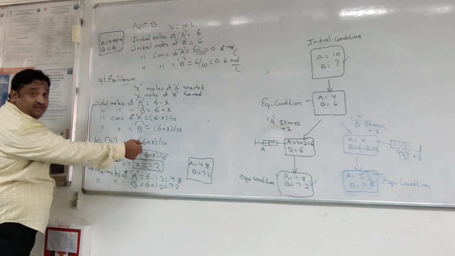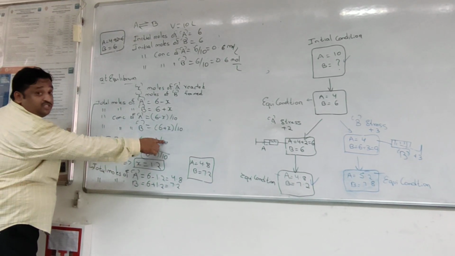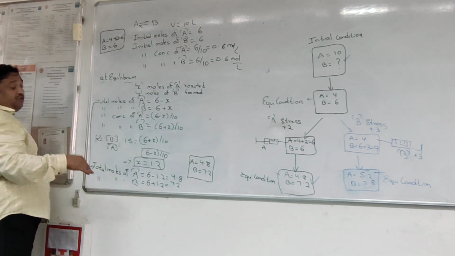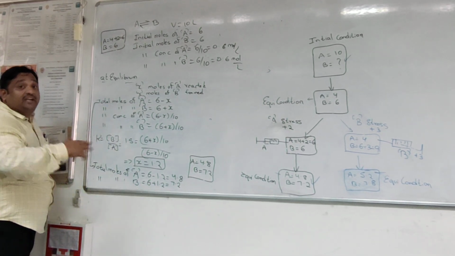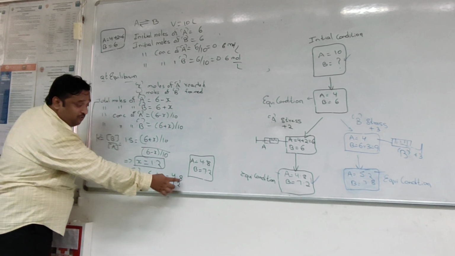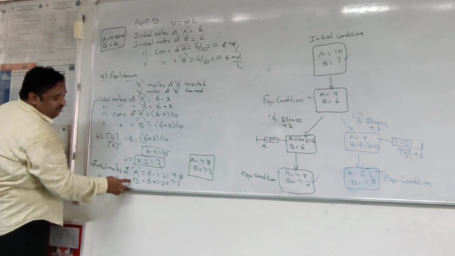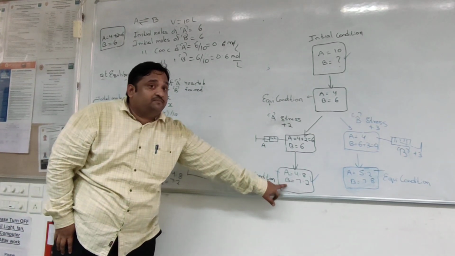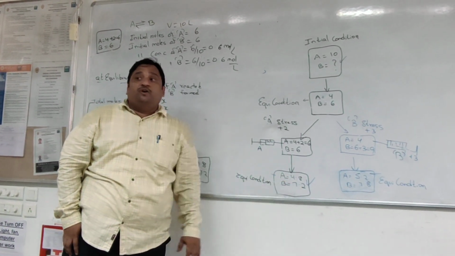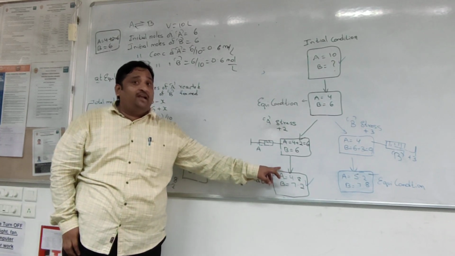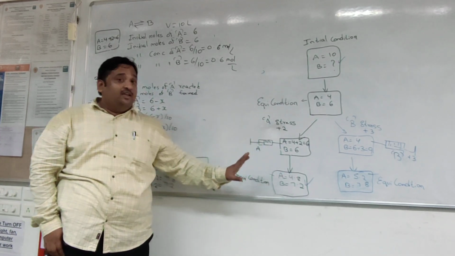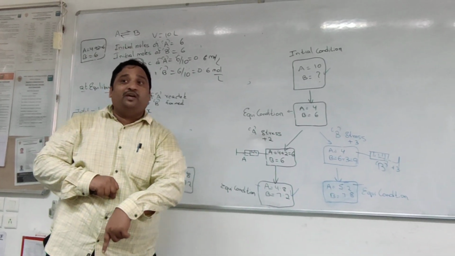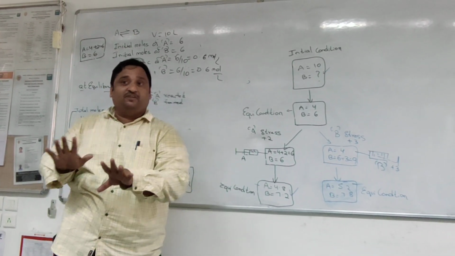If you solve this equation, 1.5 is equal to (6 plus X) by 10 over (6 minus X) by 10, you get X equal to 1.2. So if X equals 1.2, the total moles of A at equilibrium is 6 minus 1.2, which is 4.8, and the total moles of B at equilibrium is 6 plus 1.2, which is 7.2. That is how you got this number. See, 4.8 and 7.2. What is the ratio of 7.2 by 4.8? 1.5. That means you disturbed the system, and now the system will again come back to the position where K is 1.5.